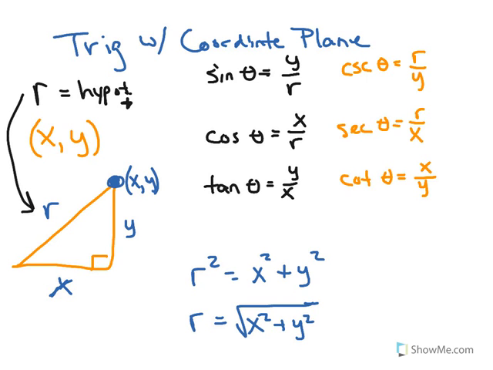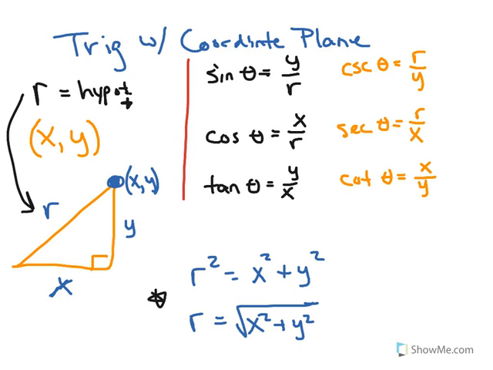Based off of that, you can use Pythagorean theorem to get your radius. And so if you look down here at the bottom, we have r squared equals x squared plus y squared. And if you take the square root and solve for r, you get r equals the square root of x squared plus y squared.